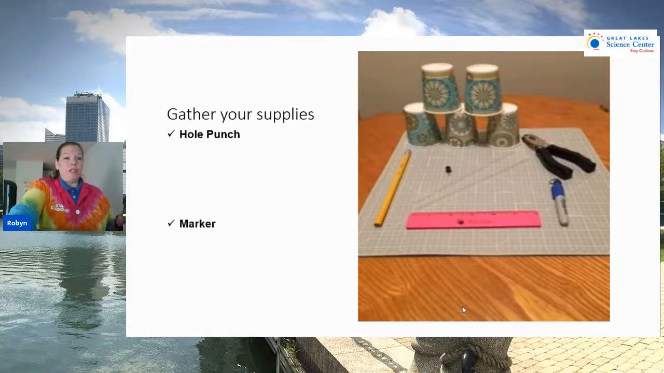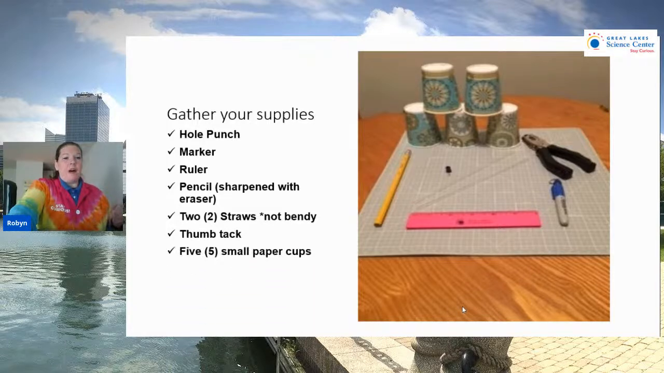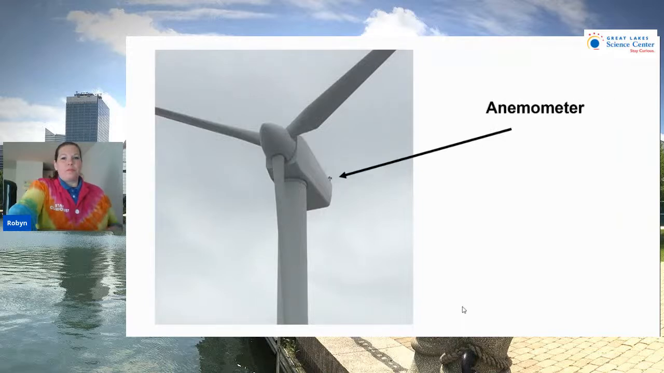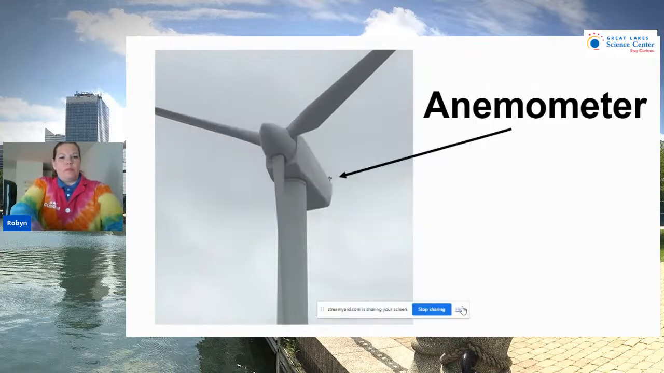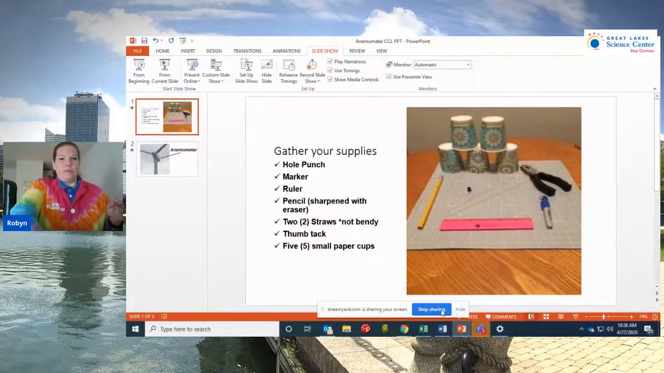You need a hole punch, a marker or pen, a ruler, a pencil, preferably sharpened, but you want to make sure that you have the eraser on it, 2 straws, but make sure that they're not the bendy kind, a thumbtack, and 5 small paper cups. Okay, so those are the supplies that you need.